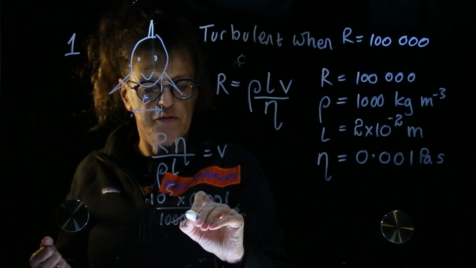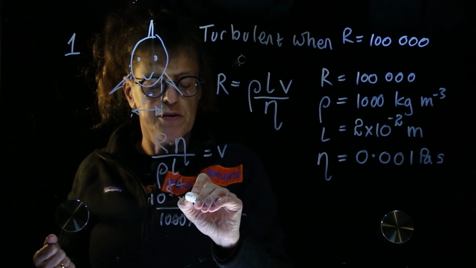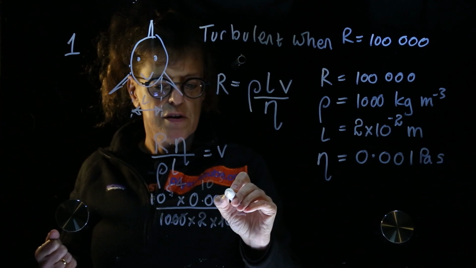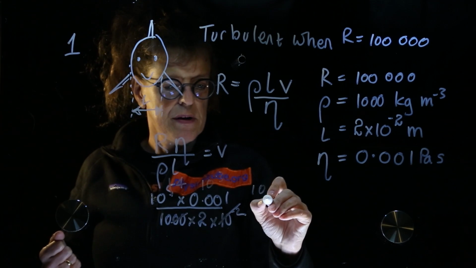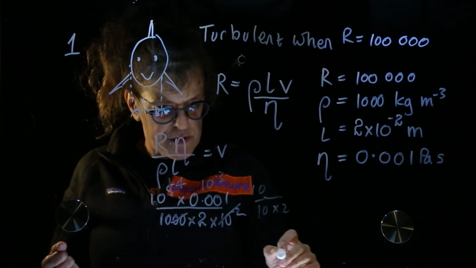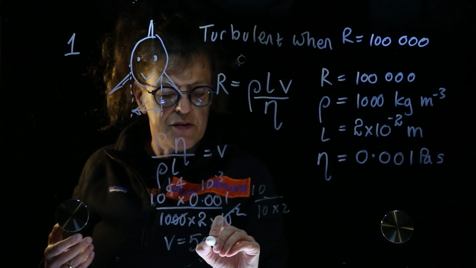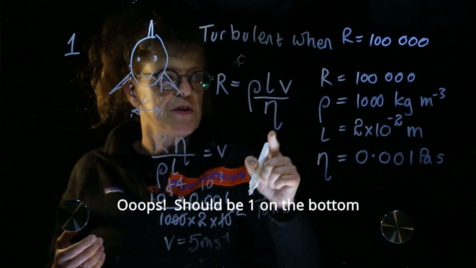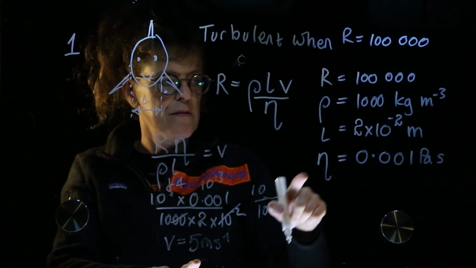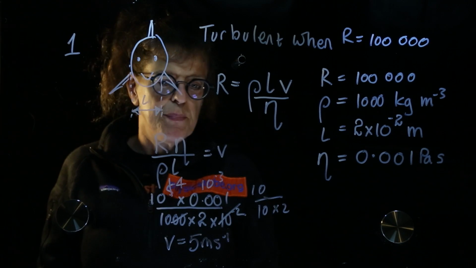So that gets rid of some of them. I'm left with 10, that becomes there. That's 10 to the minus 3. So we've got 10 on the top, 10 on the bottom, times 2 here, and I end up with my V is 5 meters per second. If you do this with a different L, for a bigger L, you'll get a smaller V. It's inversely proportional by the time you've rearranged it, but the method's the same.